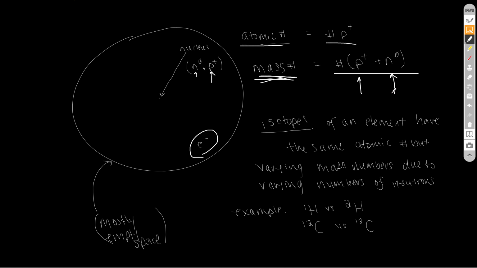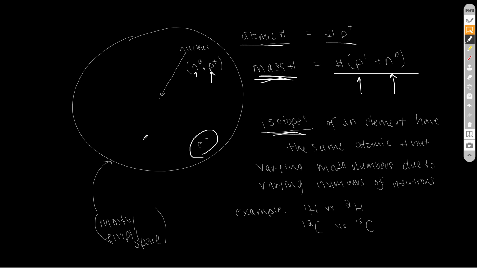So that brings us into our conversation of isotopes, right? So the isotopes of an element, they have the same atomic number, but varying mass numbers, right? So different numbers of neutrons. This can bring us into having carbon-12 and carbon-13, and this is how we get radioactive isotopes, right?